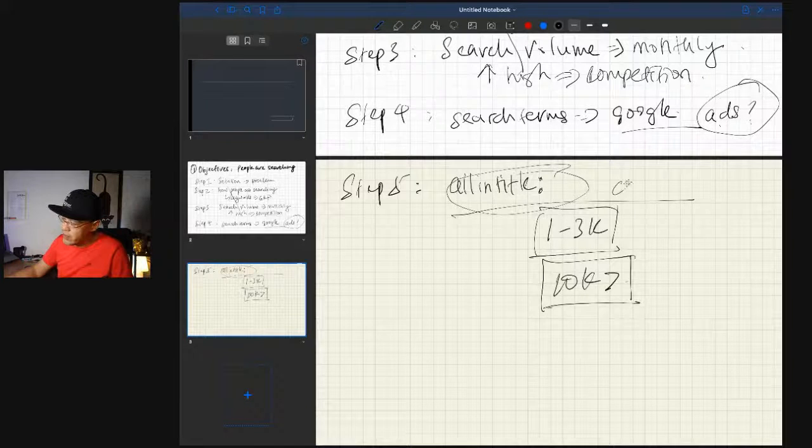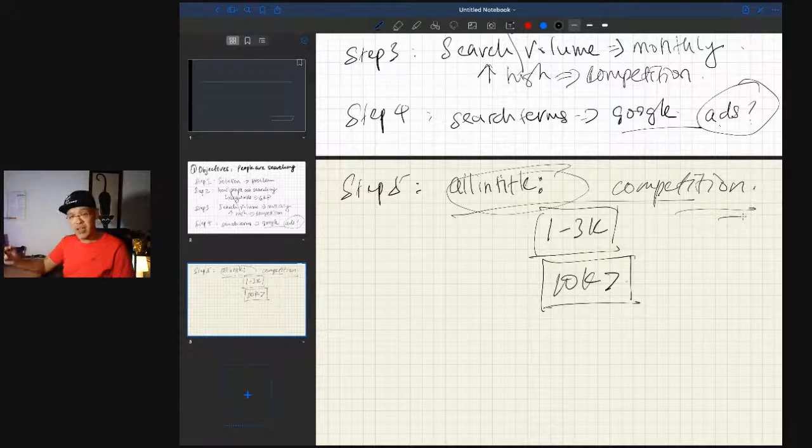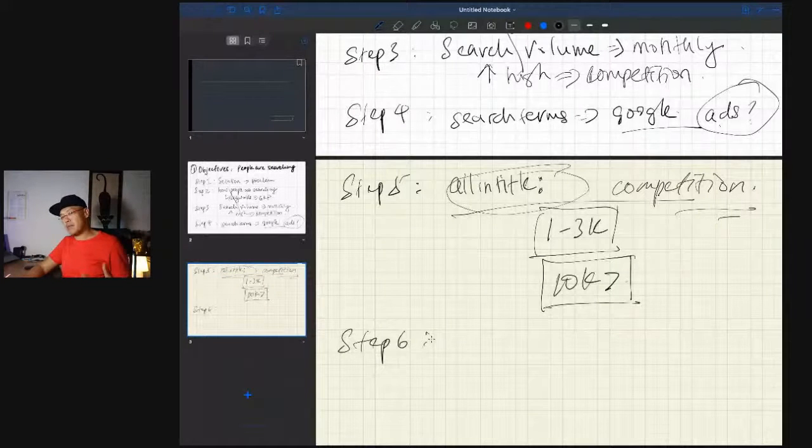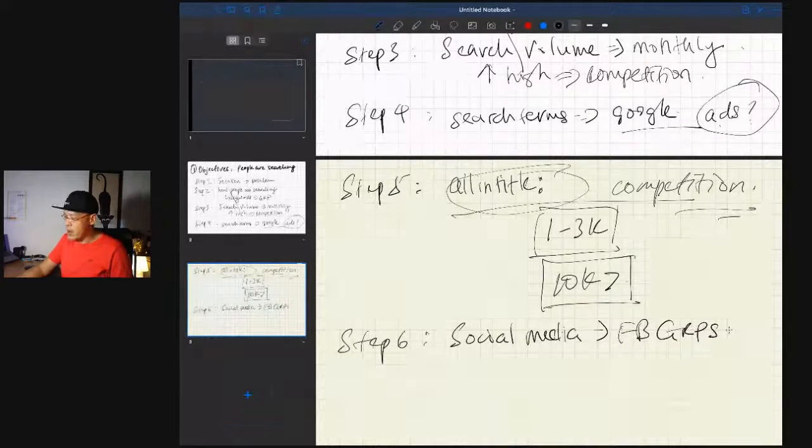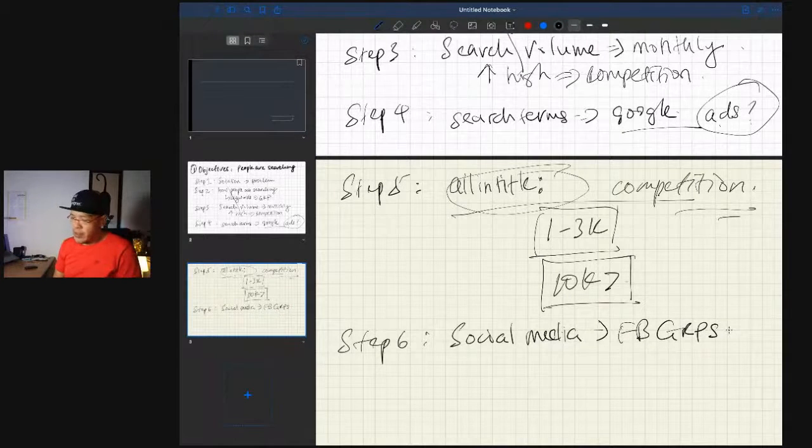This is really to find out how safe the competition is, right? Now, once done, of course, the rest of the steps are really just diving deep into social media. I'll dive into social media and see if there are Facebook groups out there that people have created to serve this community. And if there is, I want to be part of them.